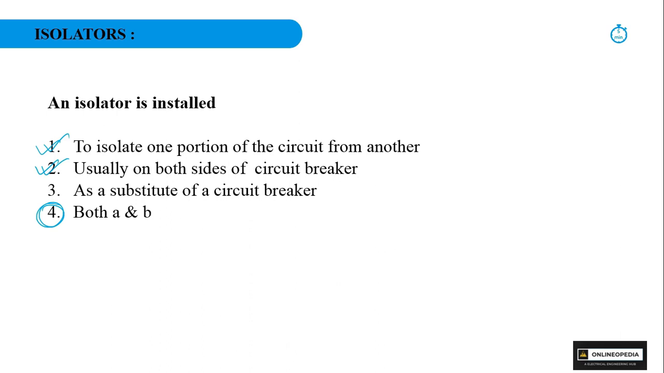That is, you should separate the faulty part from the remaining circuit. So an isolator is used to separate the faulty portion from the remaining circuit, and it is usually connected on both sides of the circuit breaker. So options A and B are correct. Okay.